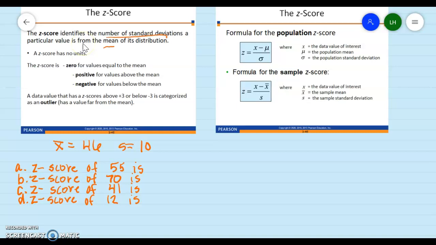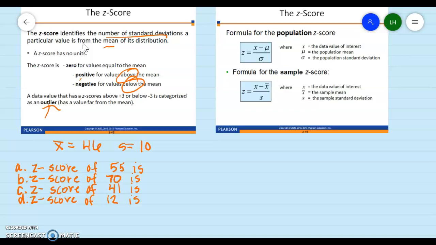A z-score does not have units. And a z-score of 0 means that the value is the same as the mean. A positive z-score means that the value is above the mean, and a negative z-score means that the value is below the mean. So a data value that has a z-score that is either 3 standard deviations above or 3 standard deviations below the mean is called an outlier.